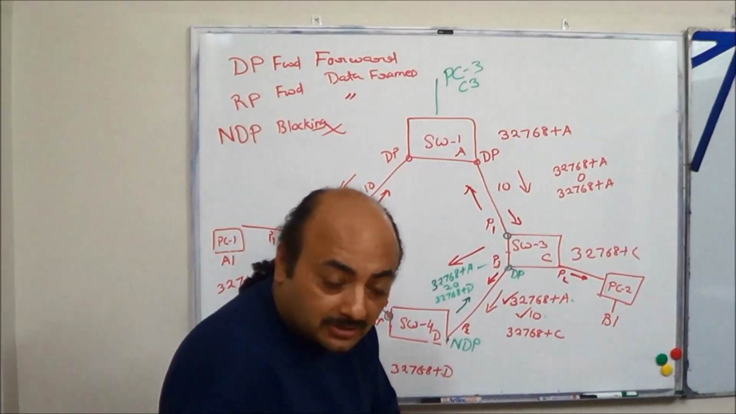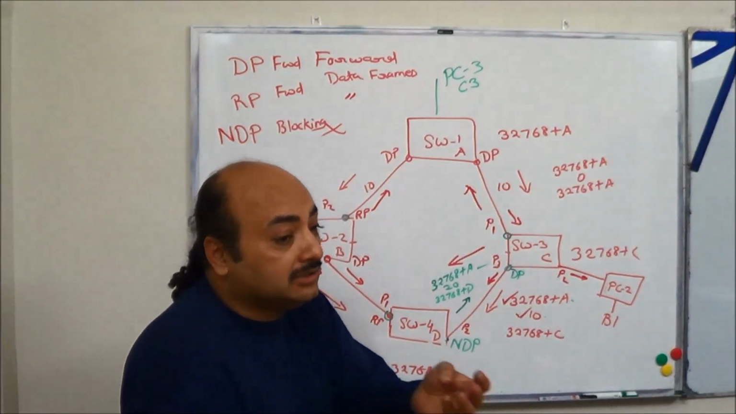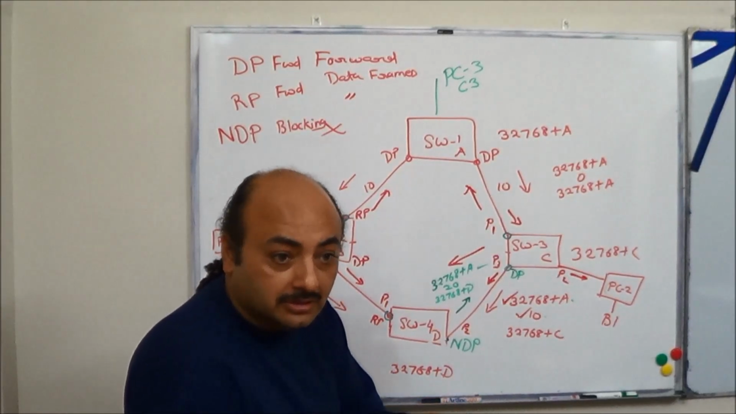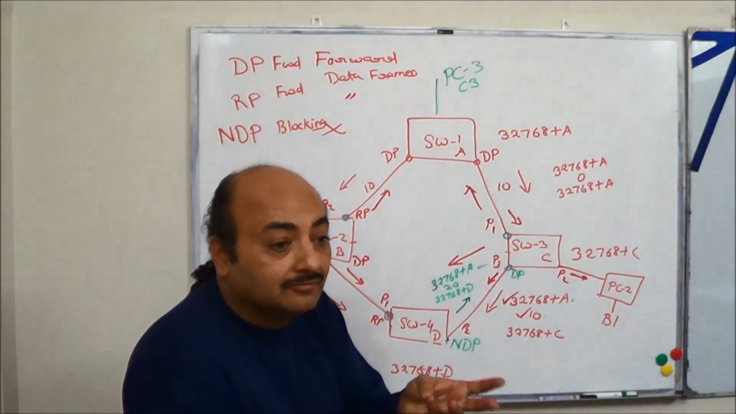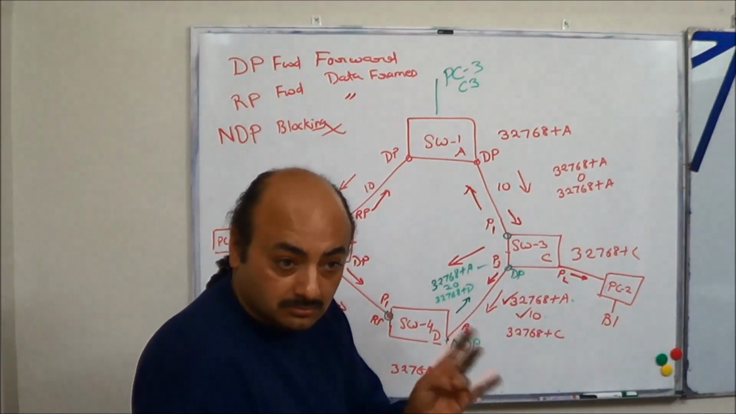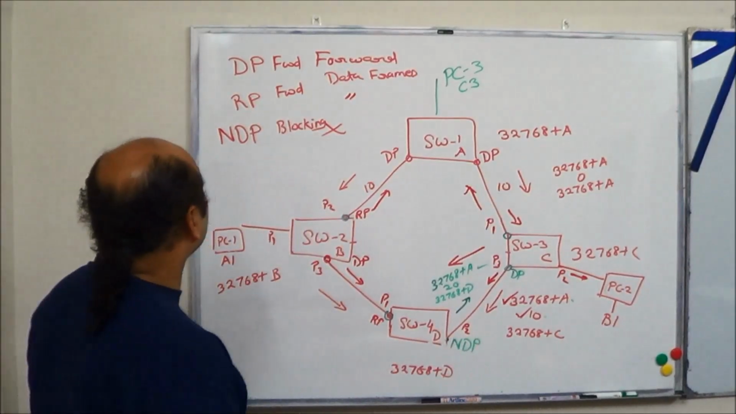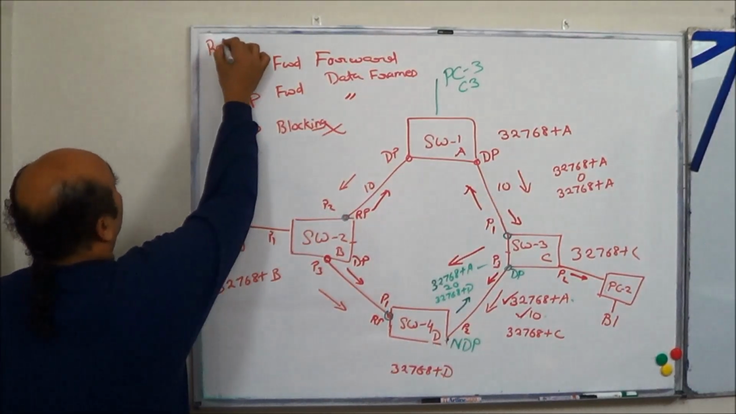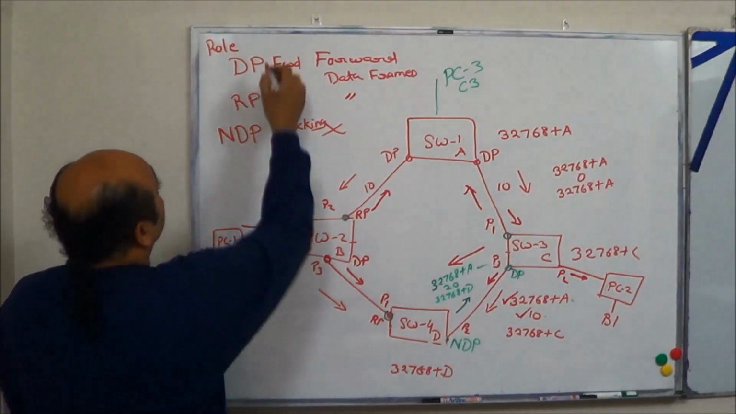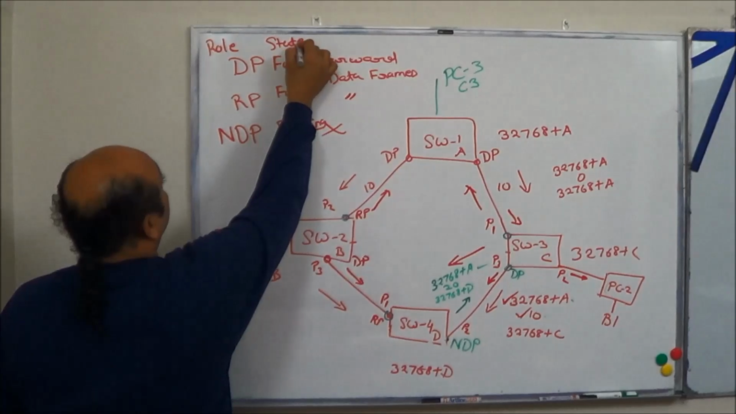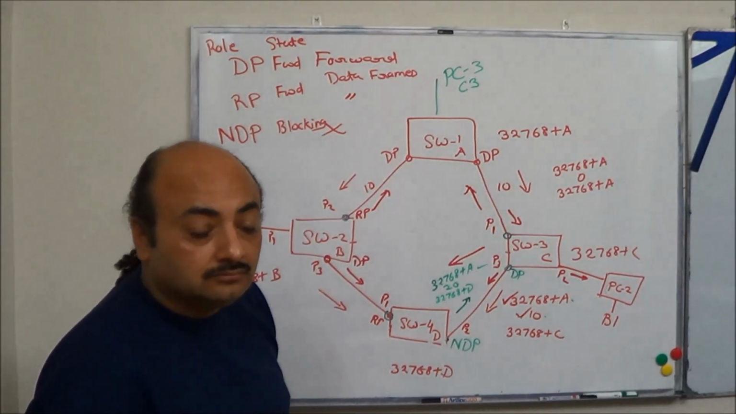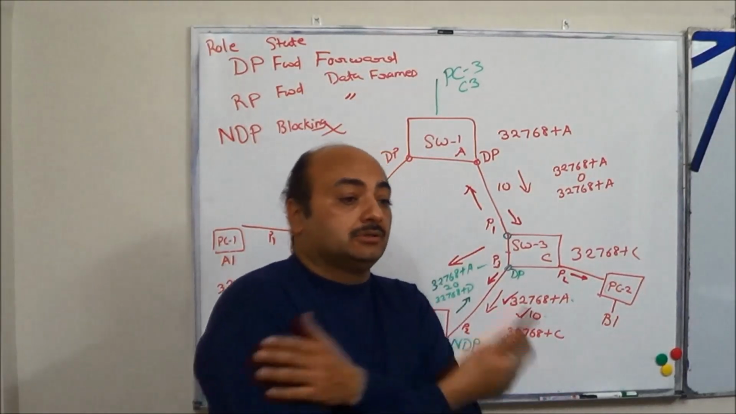If it is in the forwarding state, that means it can either be DP or RP. Let me state it again. What is the state? Forwarding. What is the role? Either DP or RP. State forwarding, for STP. So let us map it further.